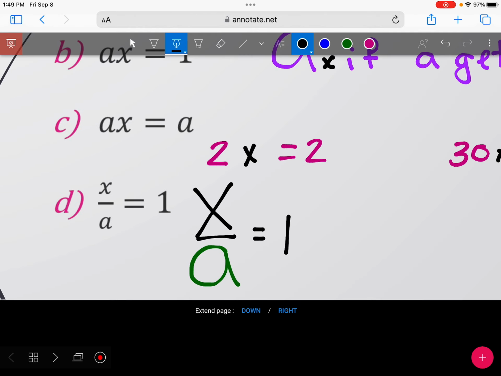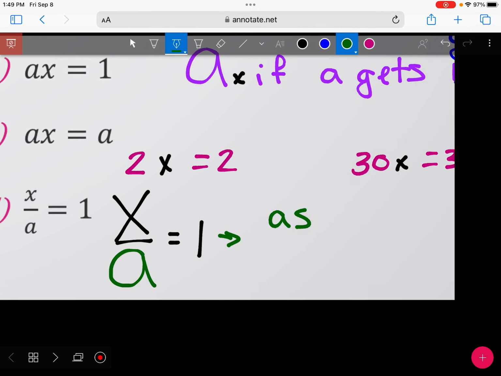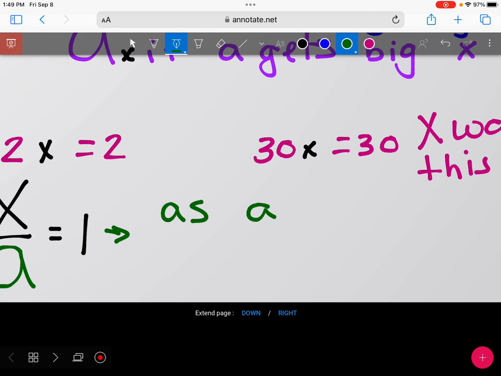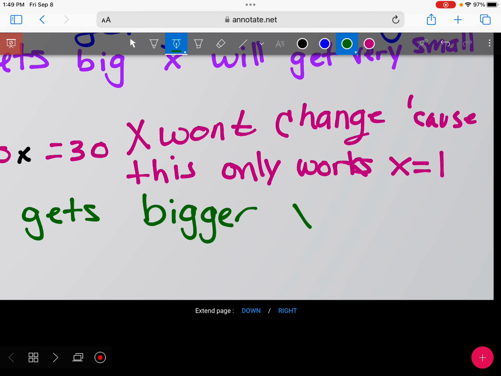So when in doubt, sometimes with these, if I'm just looking at sizes, I'll take the teeny tiny a and I'll make it a big fat A. And my teeny tiny x, make it a big fat X. Sometimes the visualization of it is all it takes. So as a gets bigger, that's not how we spell gets. There we go. X also has to get bigger.